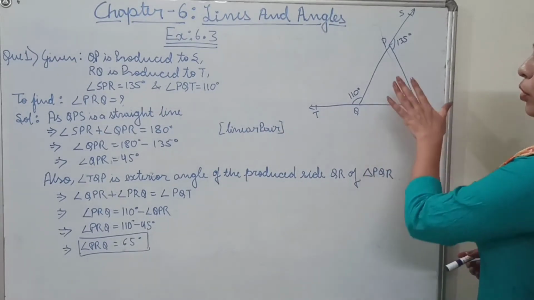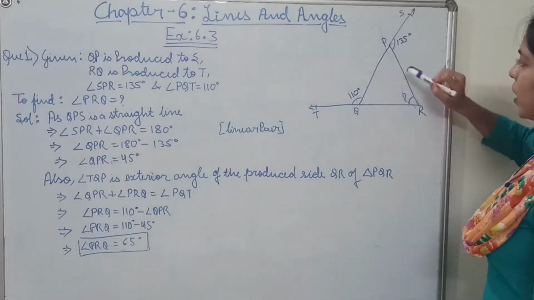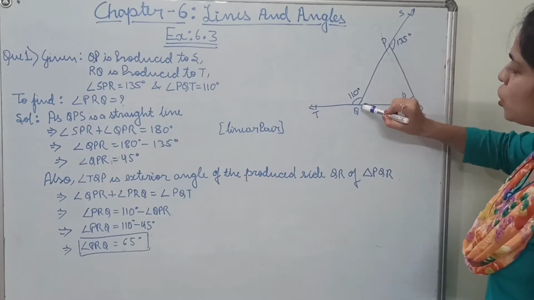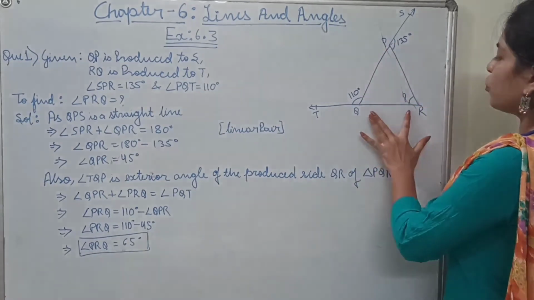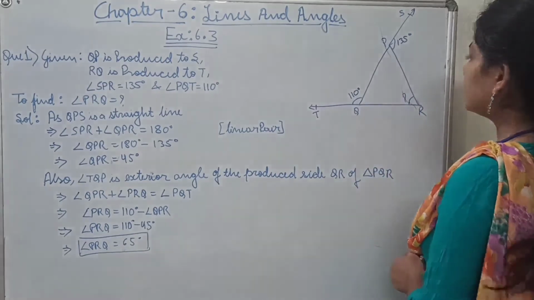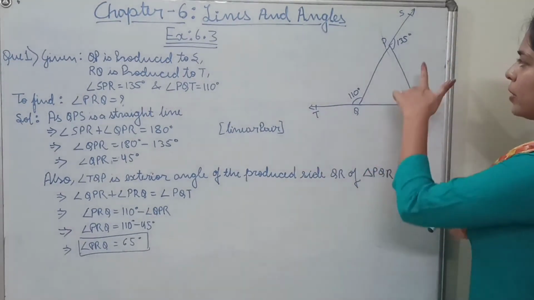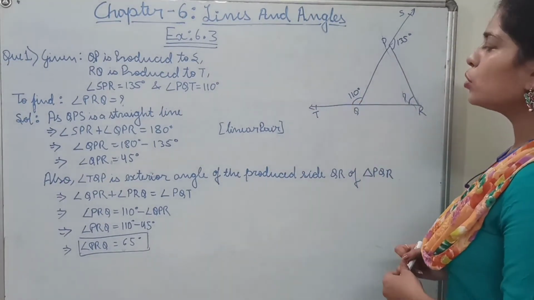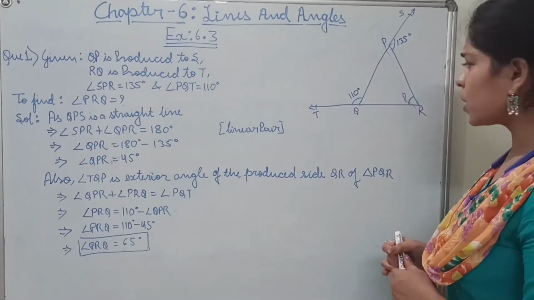From the figure we can clearly see that angle SPR is the exterior angle of triangle PQR from the produced side QP, and angle PQT is the exterior angle of the triangle PQR from the produced side RQ. So we can use any one of the angles, like angle SPR or angle PQT, to find angle PRQ. Now see the solution.